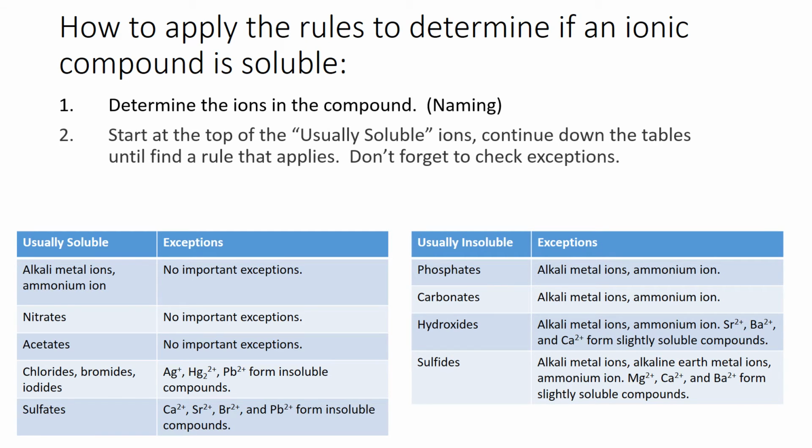So once you've determined the ions, then you're going to apply the rules. If you've memorized the ones that are always soluble, if it's one of those things, you can already be done. But if it's not one of those things, you need to look at a particular combination, you need to find the rule that applies. And don't forget to check the exceptions. And once you have found the rule that applies, you are done. You don't have to go find anything else. You're done using the table. So if we want to determine if something is soluble or not, these are the steps to take. Now let's apply those to two examples.